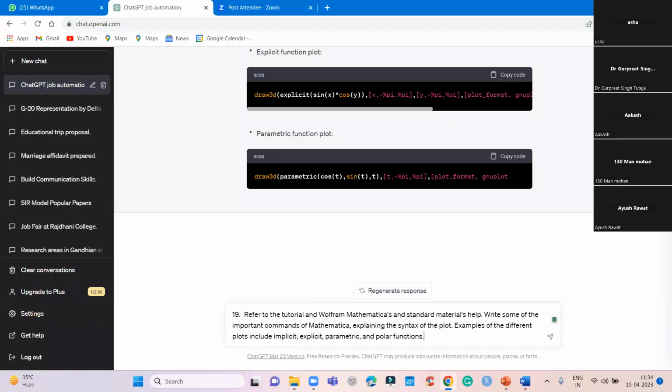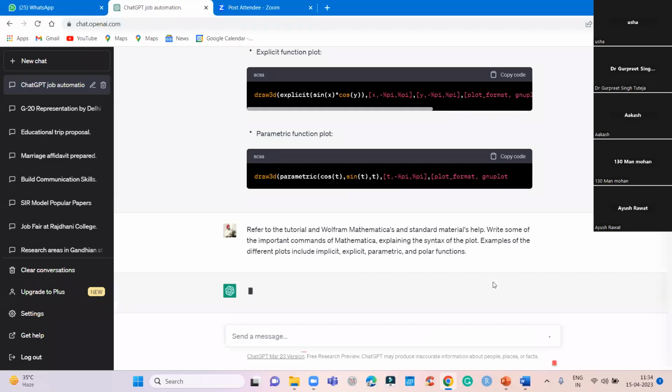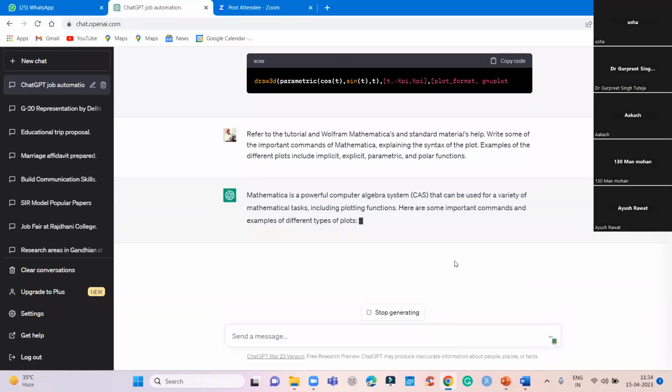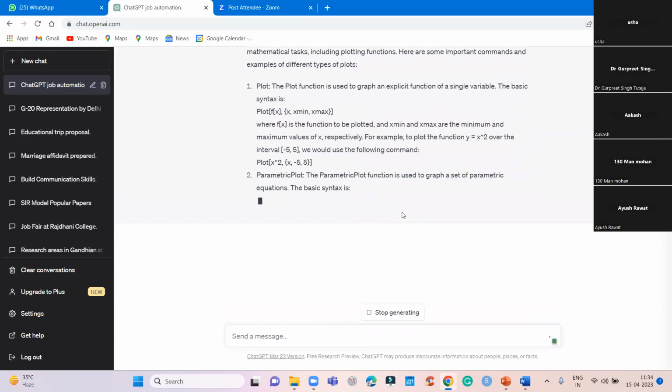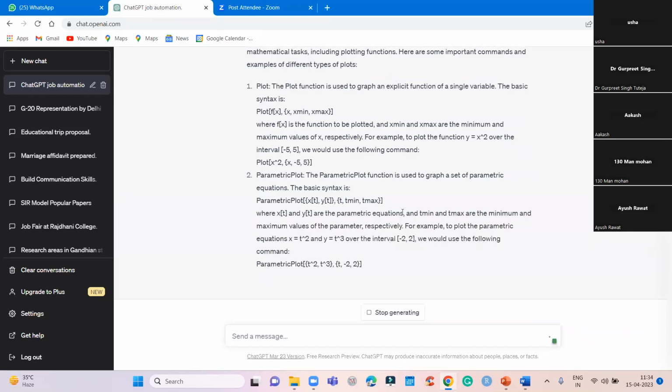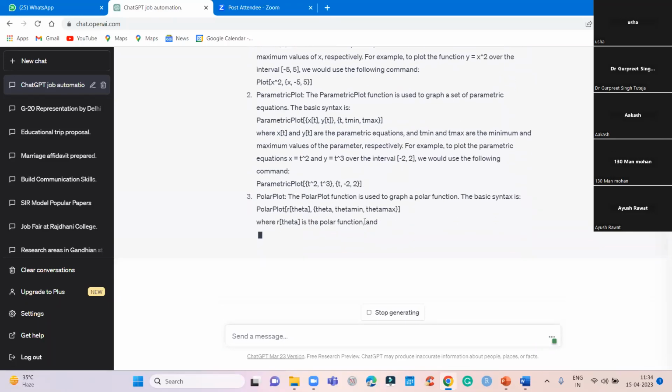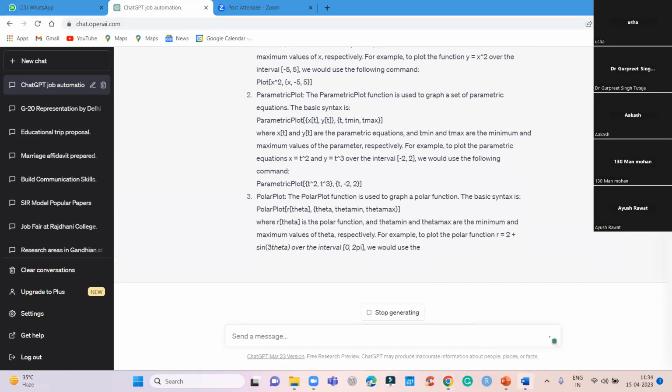See, refer to the tutorial. Always say this, otherwise it will refer to some junk material. Refer to the tutorial and all from Mathematica and standard material help. Write some of the important commands of Mathematica explaining the syntax of plot, with examples of different plots. Same thing it has to do. So it will do it for Mathematica. It gives a small introduction and then it starts. So you can pick up. It will not plot for you because plotting is not available here, but it gives you these commands. So that's good. You can do it.